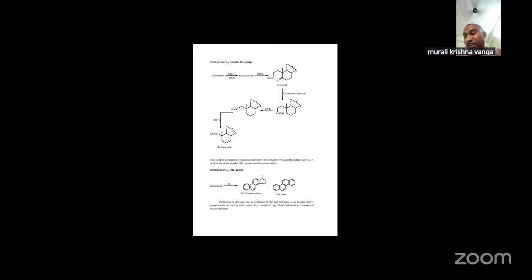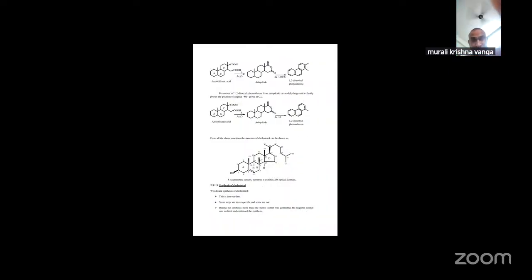Next is the evidence for the angular methyl group at the C13 position. When cholesterol undergoes selenium dehydrogenation, it forms Diels hydrocarbon, and chrysene formation takes place. The formation of this chrysene and Diels hydrocarbon is evidence for the position of the angular methyl group at C13. So this is the evidence for the angular methyl groups at the C10 and C13 positions.